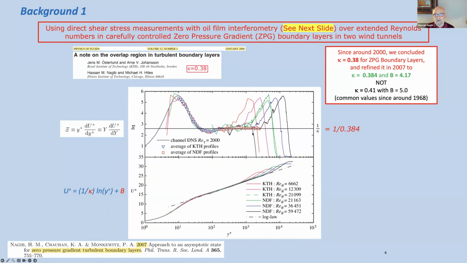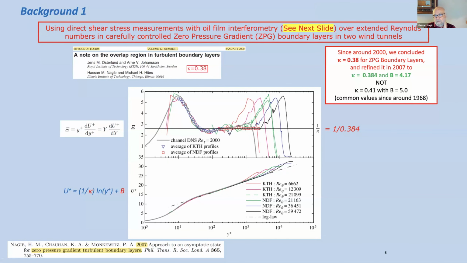But when you take the derivative, and this data was good enough, and I'll tell you why, to allow us to do that. So at low Reynolds numbers, the green, for example, is not very long, but when you go all the way to this dark one, it is. We were also surprised that the kappa was nothing like 0.41 in ZPG boundary layers. Actually, a few years later, in 2007, we pinned that value to be 0.384. And I'll tell you a little more about that.